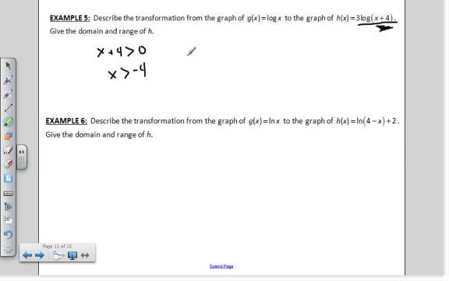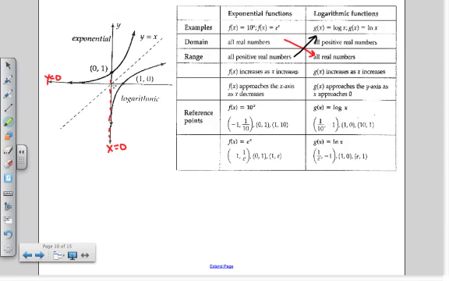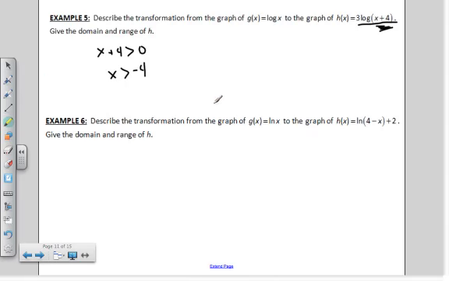Now let's go back and look at how our shift is from the original function. Our original function has the x-intercept at (1, 0). And now let's go back to the problem. What would make that quantity 0 is -4. So look at that. That is getting shifted 4 to the left. So what we have is a horizontal shift left 4.